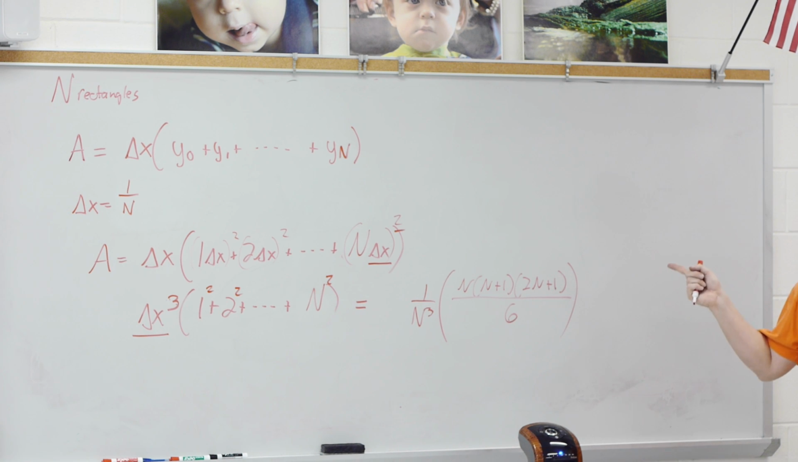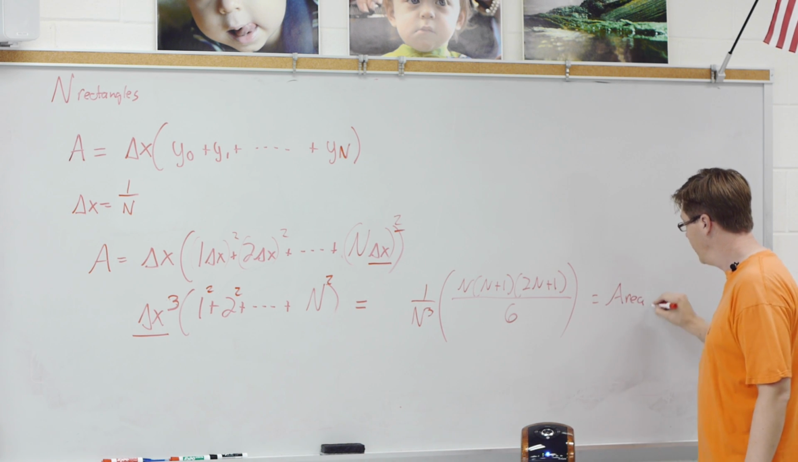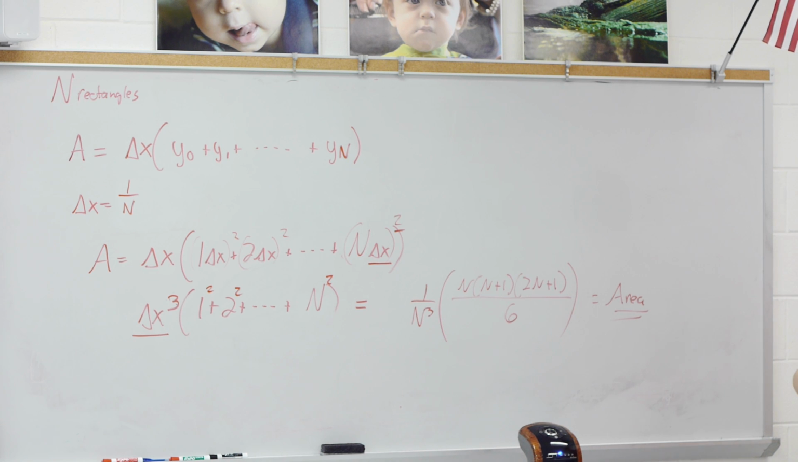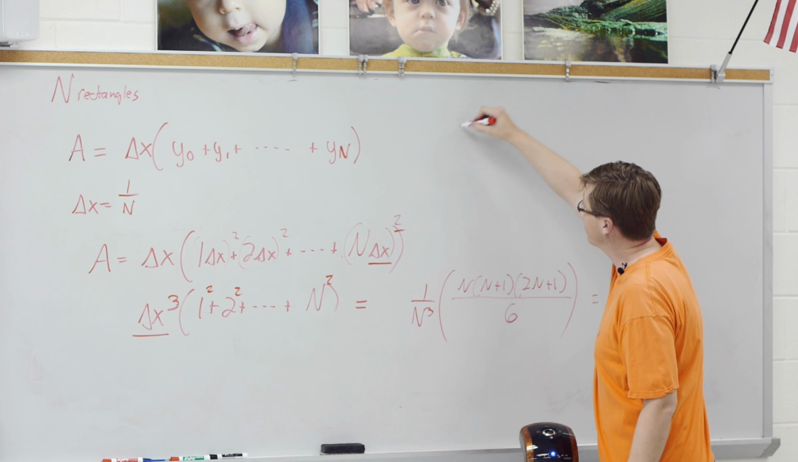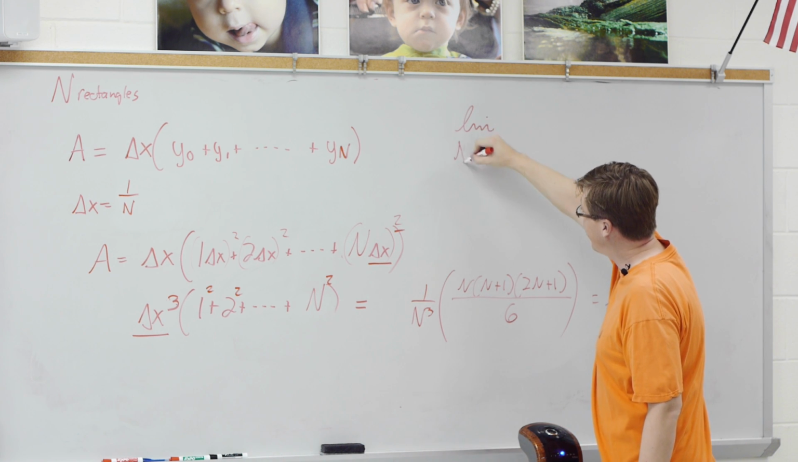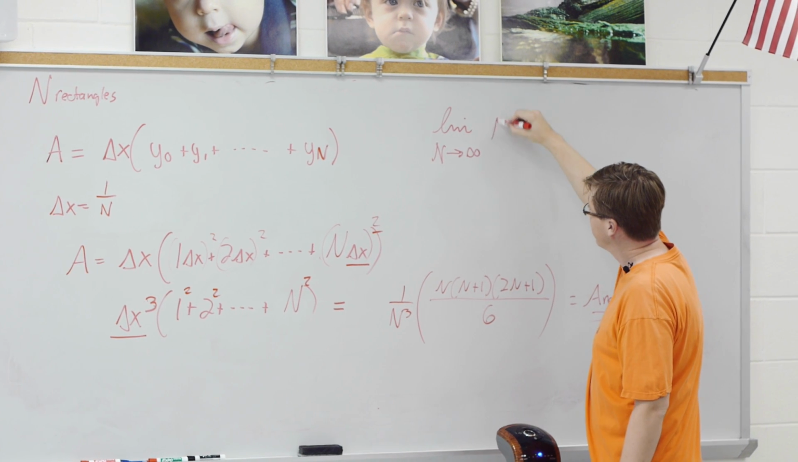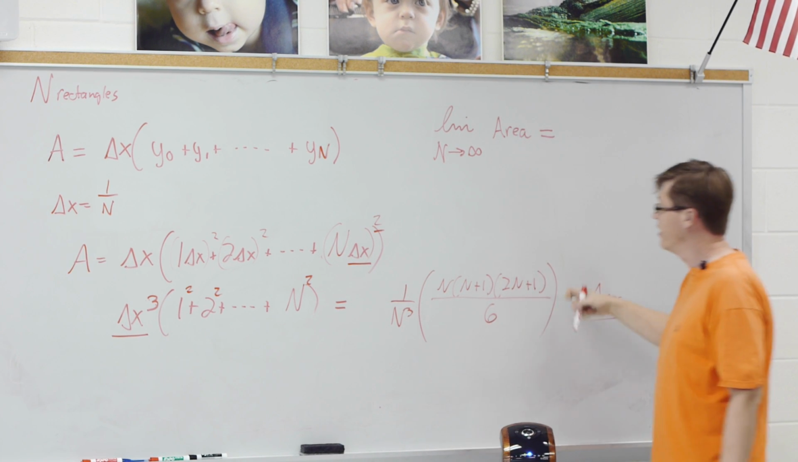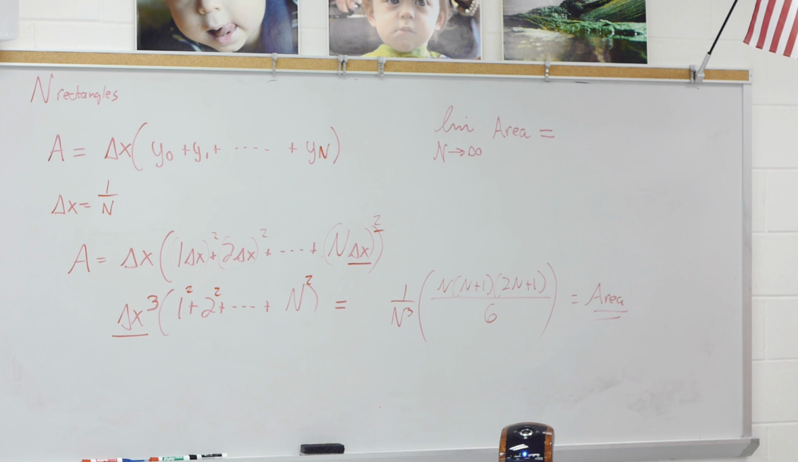So this is the area for any number of rectangles. But to find the Riemann sum, I want to actually take a limit as the number of rectangles approaches infinity. Hopefully this will converge to a finite value, and that will be what we define as the area under the parabola. So let's take the limit as capital N goes to infinity of the area. And can you tell by looking at that what it's going to be? What's the degree on the top?